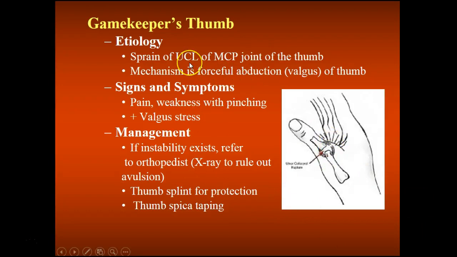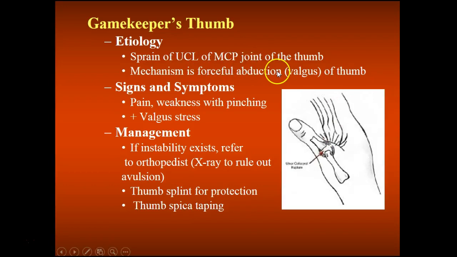The joint has a UCL, and so we could say, okay, well, here are the ligaments that kind of hold the metacarpal bone to the actual phalanx itself. And so when we have a ligament holding two bones together, then we have a joint, right? And that joint, we would kind of call it a knuckle, is the metacarpophalangeal joint of the thumb, aka the knuckle.